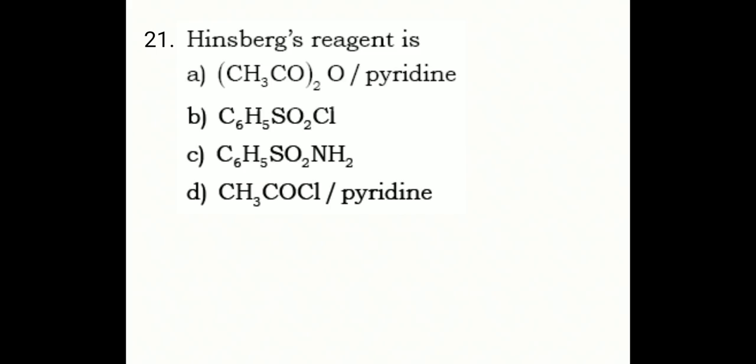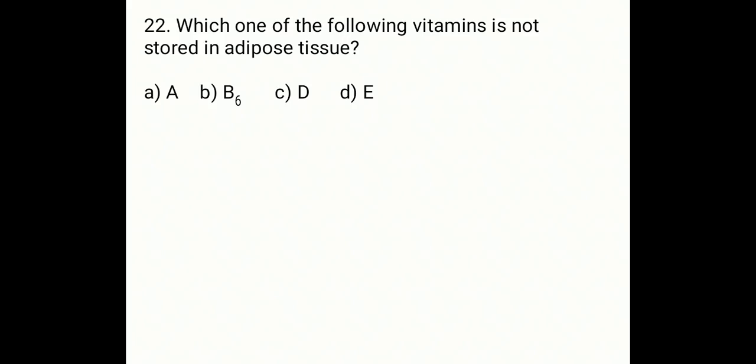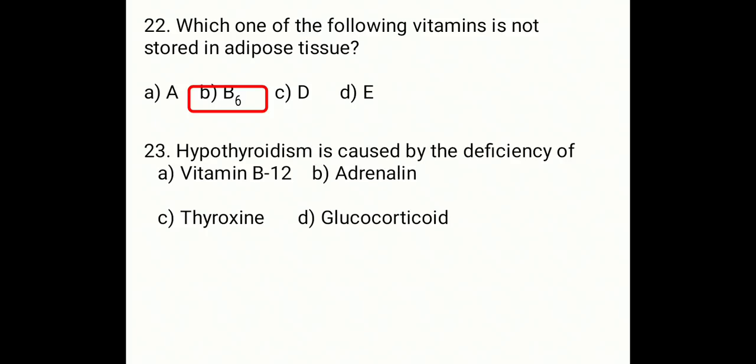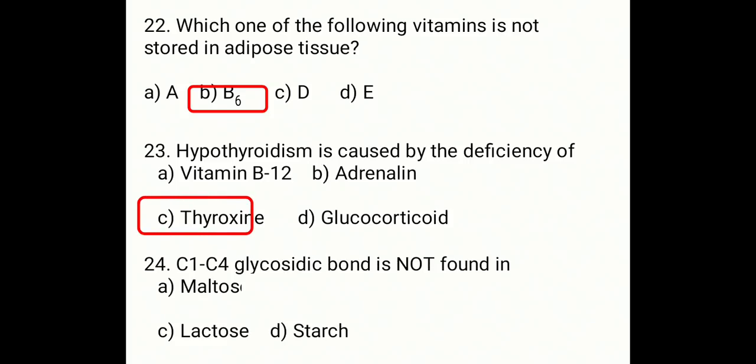21, Hinsberg reagent, direct question, it is C6H5SO2Cl. 22, which of the following vitamins is not stored in adipose tissue? Definitely it is option B, remember. So A, D, E, K are not soluble in water and are stored in the adipose tissues. Hypothyroidism, it is thyroxine, iodine deficiency, remember, so that is option C. C1-C1 glycosidic linkage, if you remember, is not present in sucrose. Sucrose is having C1 of glucose to the C2 of fructose. So hence remember, sucrose is the answer.